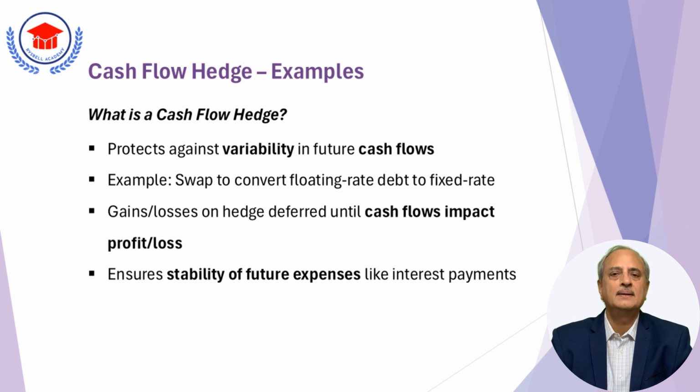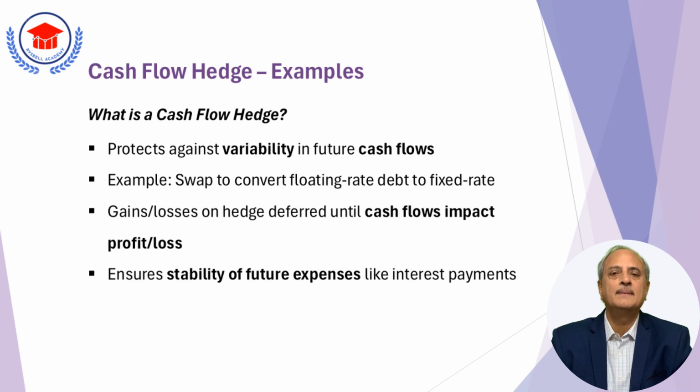Cash flow hedge. A cash flow hedge protects against variability in future cash flows related to a specific risk. The gain or loss on the hedging instrument is deferred and recognized in profit or loss in the same period when the hedged cash flows affect profit or loss. For example, a company with floating rate debt could use an interest rate swap to convert the debt to fixed rate debt, stabilizing future interest payments. This is a classic example of a cash flow hedge.